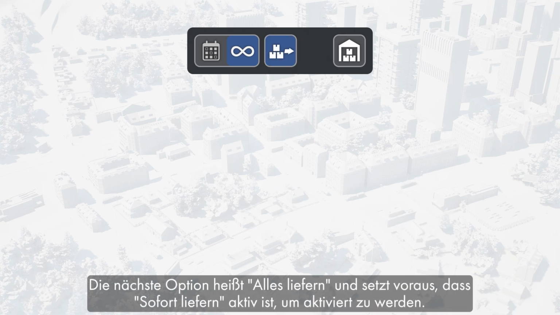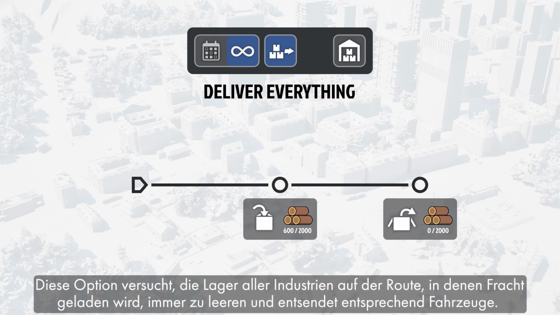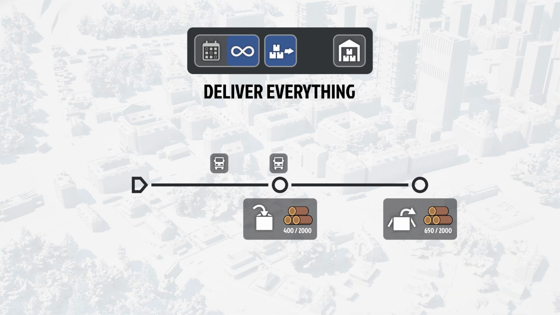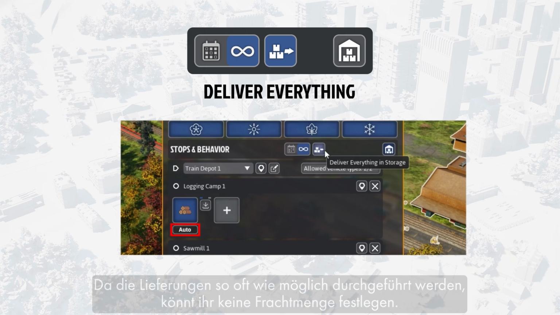The next option is called Deliver Everything and requires Deliver ASAP to be active in order to be enabled. This option tries to always empty the storage of any industry on the route where cargo is loaded and will deploy vehicles accordingly. In other words, as soon as cargo sits in storage, a vehicle will be dispatched to pick it up. Because deliveries will be carried out whenever possible, you can't set a cargo amount.